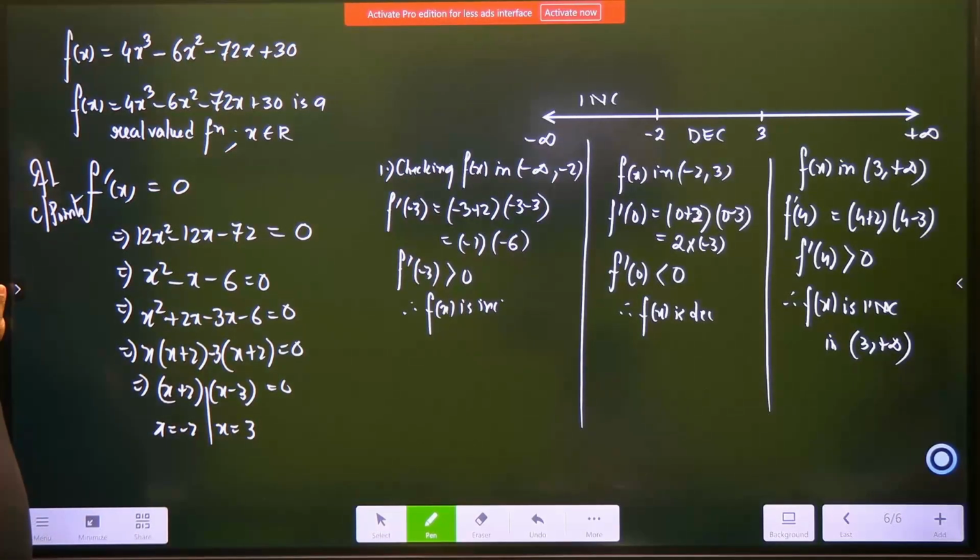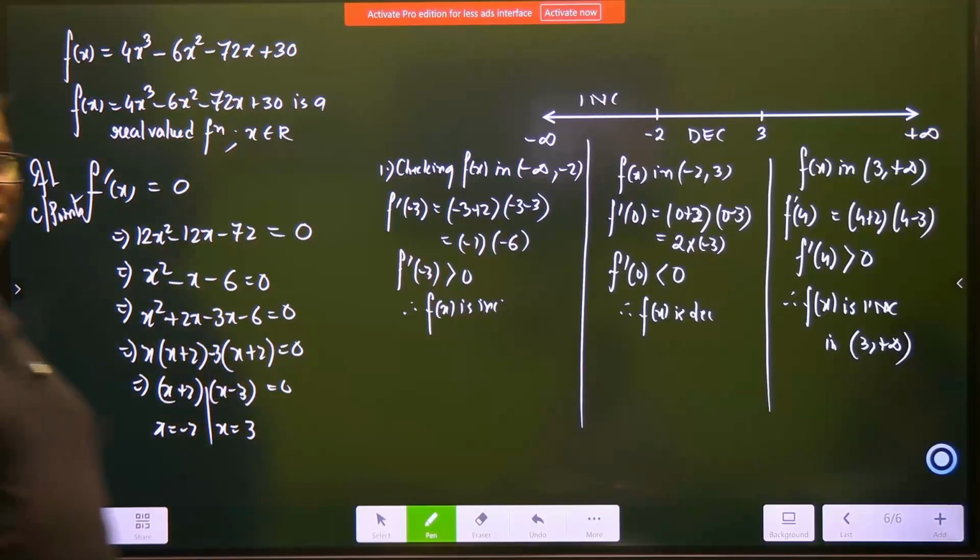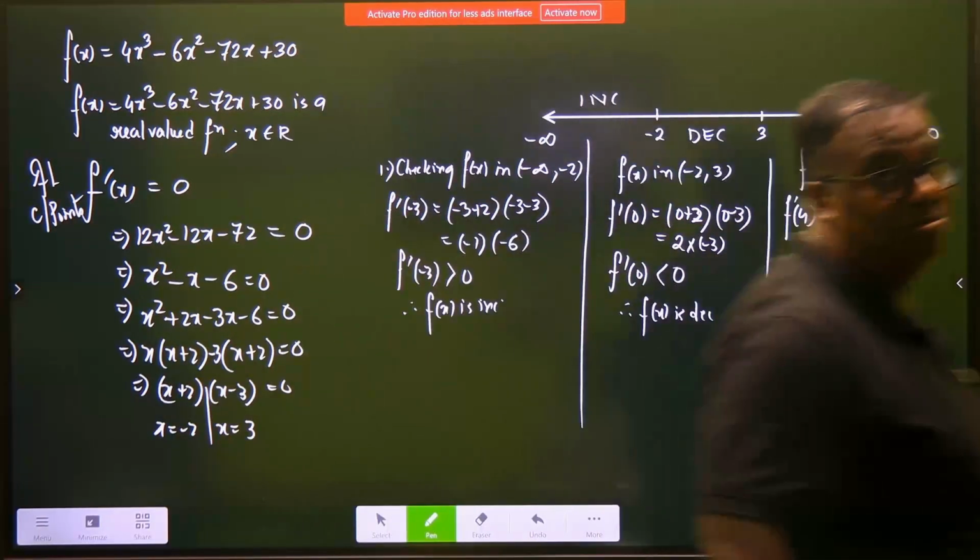Don't forget the plus 30. It is a 4x cube. It's a negative 6x square. See, teaching these things in the US curriculum becomes easy because there's a graphing calculator, so the pleasure of understanding calculus increases. Whereas in CBSE, we just know how to solve problems. We never understood what the real life behavior is. Let's see how the trend comes.